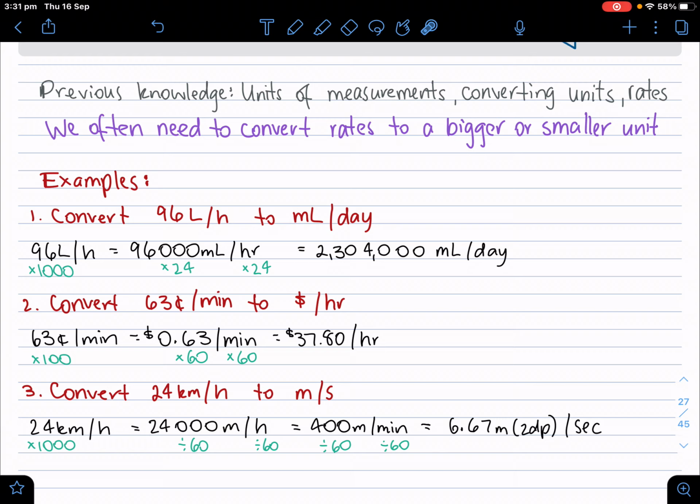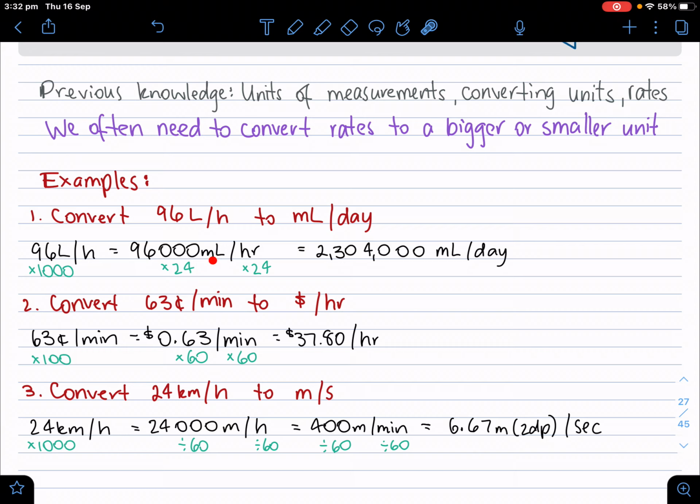The first example is asking me to convert 96 liters per hour to milliliters per day. So we're going to convert liters to milliliters and hours to days. Let's work on one side first. 96 liters is how many milliliters? Well, we know there's 1,000 milliliters in a liter, so we multiply it by 1,000. So 96 liters is actually 96,000 milliliters per hour.